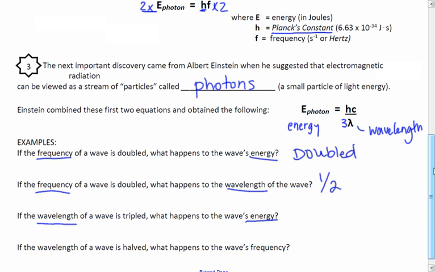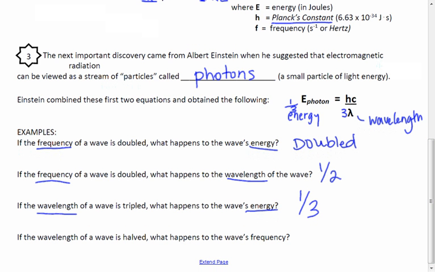How much is it going to decrease by? 3. It's a third. And that makes sense. We're dividing by 3 over here. So if this on the right-hand side is being divided by 3, we would also have to divide by 3 on that side. Okay.